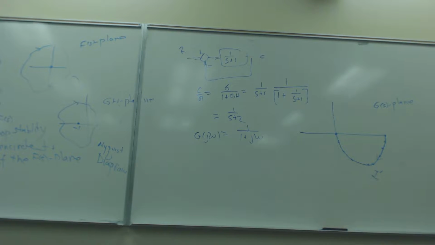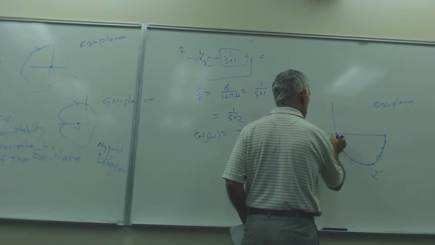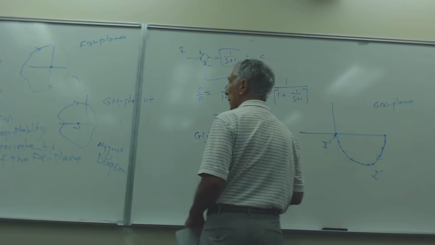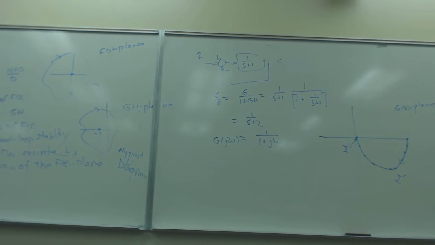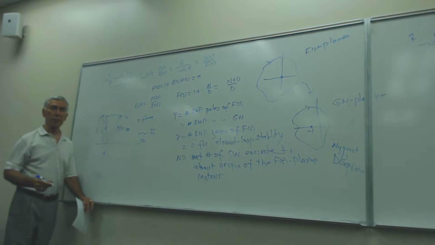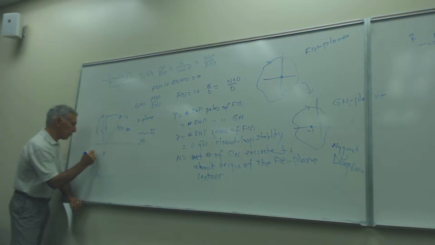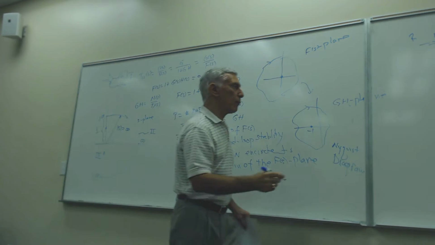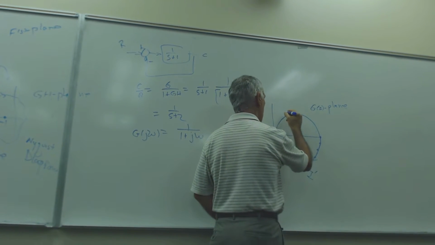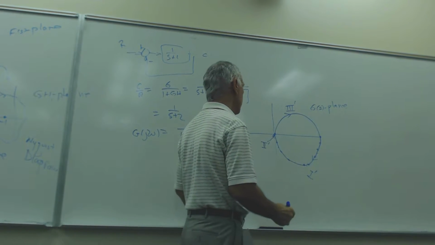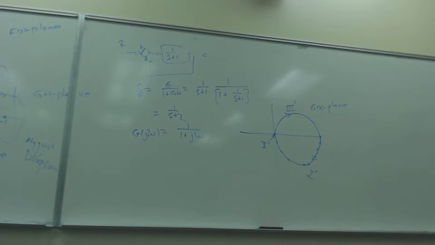Once we have completed the mapping for the points above the real axis here, what we have to do is take the mirror image of what we have over there to get the complete Nyquist diagram. So the complete Nyquist diagram, you can call this 2 prime. It corresponds to this whole semicircle here. You can call this 3. And 3 prime would be this. So 1 prime, 1, 2, 3, into 1 prime, 2 prime, 3 prime. S plane, GH plane. This is the Nyquist diagram.